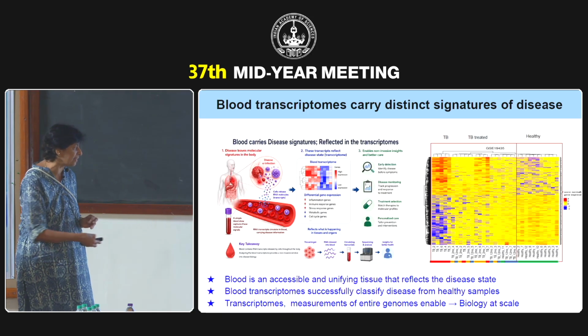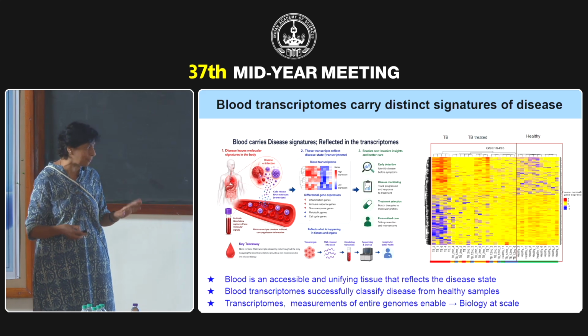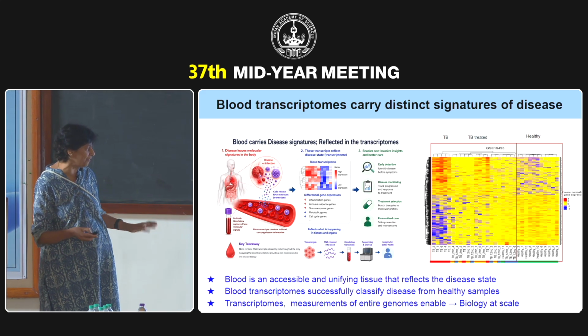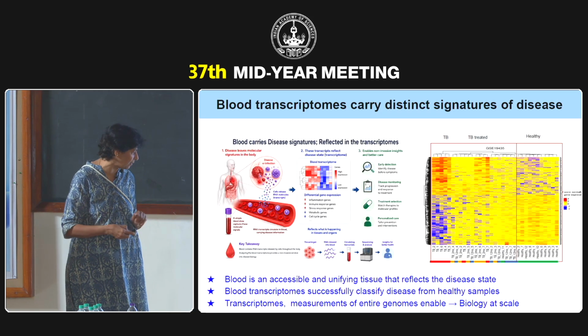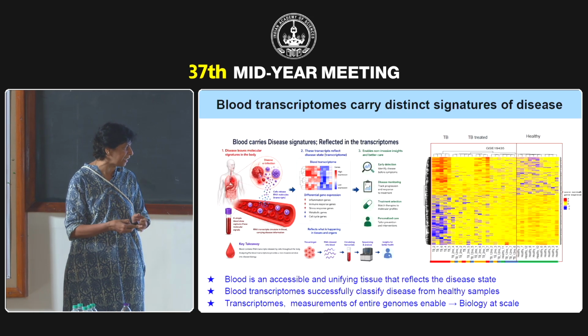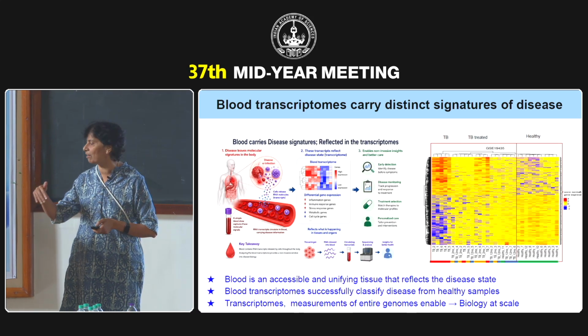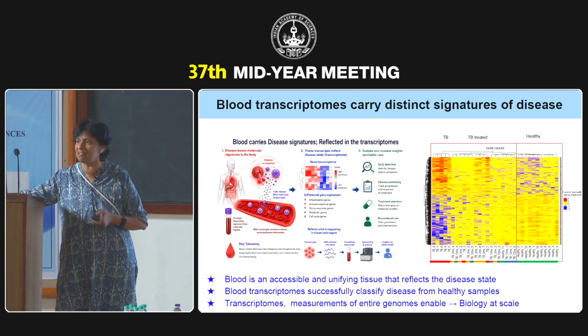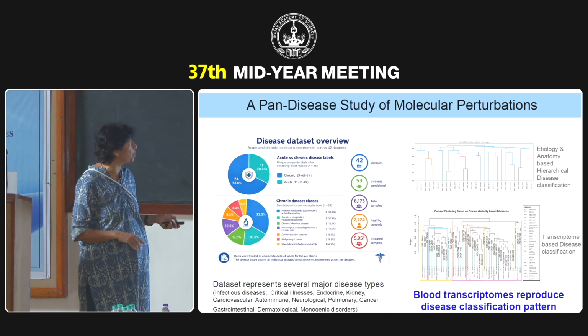So blood is an accessible and unifying tissue that reflects disease states. Blood transcriptomics successfully classify healthy from disease, and transcriptomes are beautiful. I like them a lot. The measurements of entire genomes enable biology at scale. Now we have many advanced technologies, spatial transcriptomics, single cell transcriptomics and so on, but what I'm showing you is just the bulk.